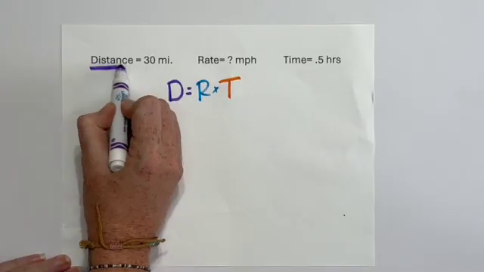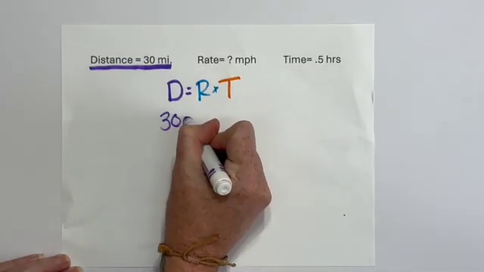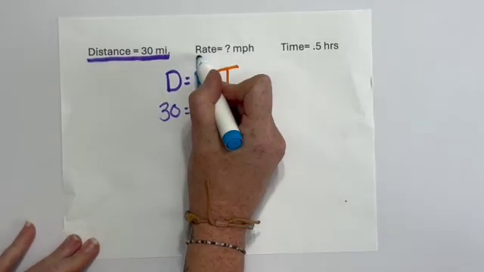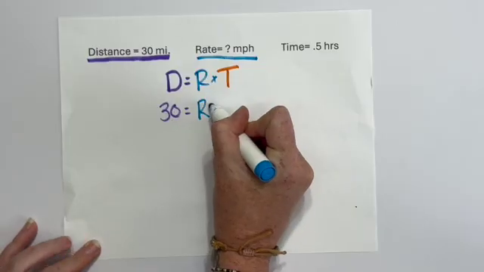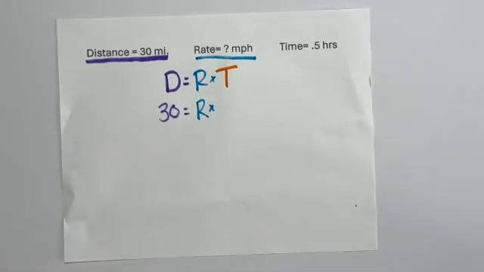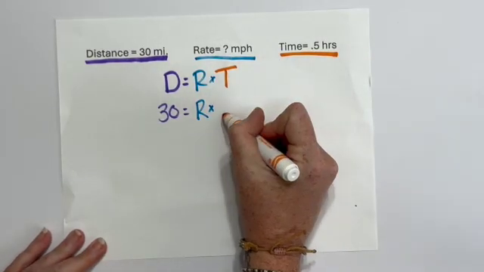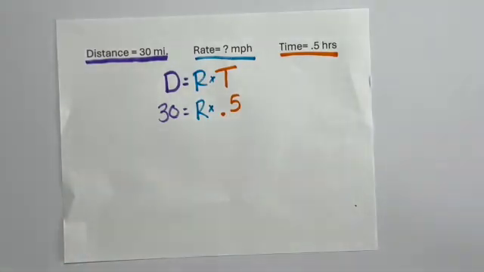This first one, distance, stands for the total distance that they traveled. So I put my 30 in for that D. The second one, rate, that is what they want me to find. So we're going to leave that R as a variable. And last, time is 0.5 or half of an hour. So we are going to put 0.5 in for T.